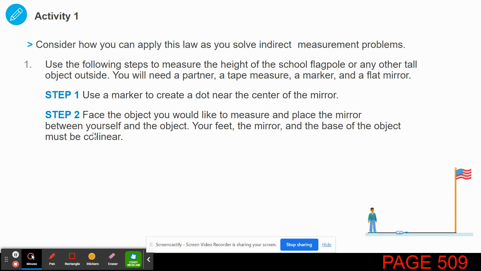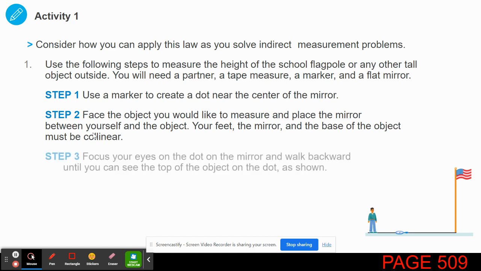It says here you're facing the object. Okay. And then you want to put the mirror, obviously, between yourself and the object, all of those things in a straight line. That's the collinear piece there in step 2. And then you're going to look at that dot and walk backwards until you see the top of that object, in this case, the flagpole. You see the top of that flagpole right on the dot.